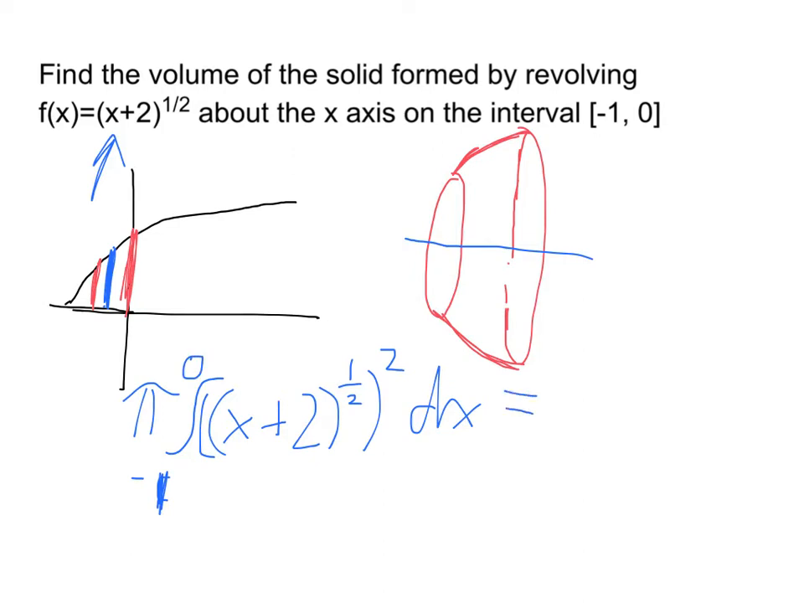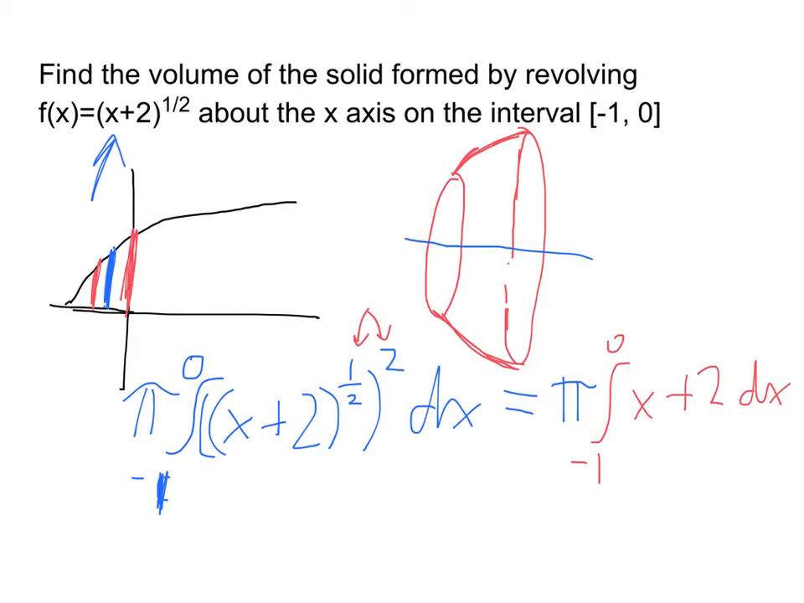I would simplify this before dropping in your calculator. You could put it in just as it is, but notice that you have a 1/2 power and a squared power. Those are going to cancel out, and this is going to be exactly the same as just the integral from -1 to 0 of x plus 2. The hardest part of these problems for most people is just recognizing what your radius is.